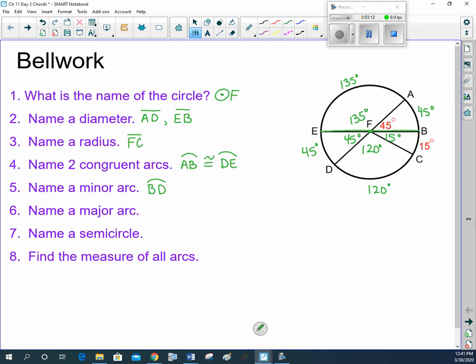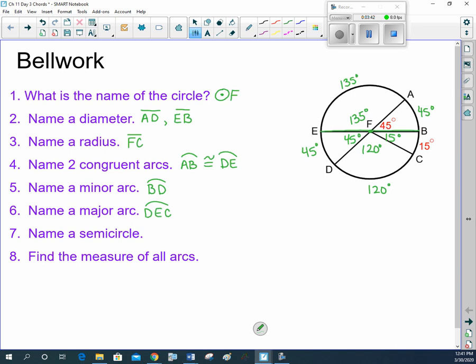Major arc, remember, has to be greater than 180. And so you need a starting point, and then another point, and then an ending point, so you know which direction you're moving. So I think I'm going to start at D, move in the direction of E, and end at C. So that's a major arc. If I did 360 minus 120, that'd be 240. The measurement of it is 240 degrees.